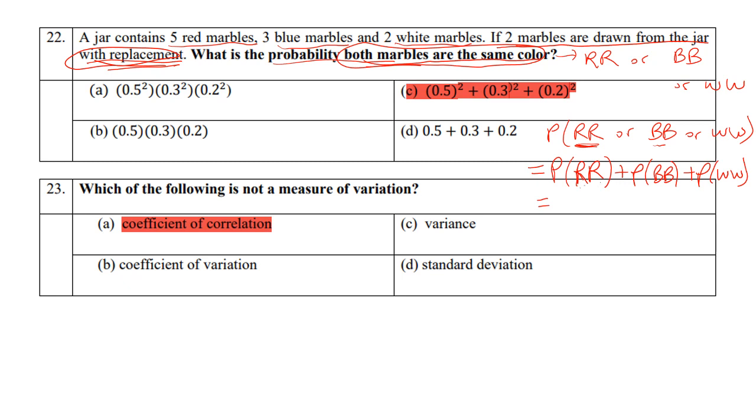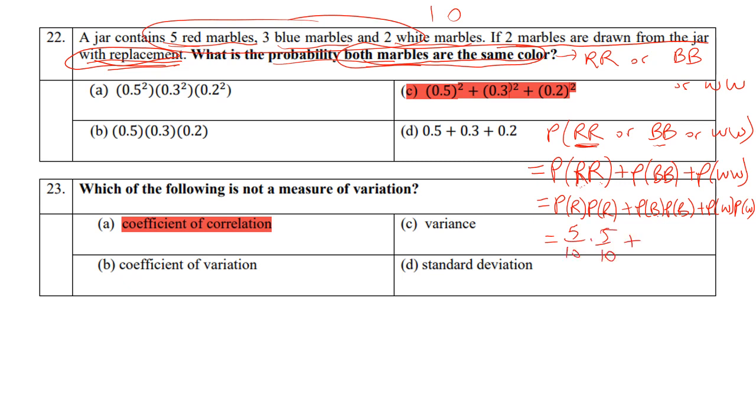Since these are independent, you can write it like the probability of R times the probability of R. Now this is the probability of B times the probability of B, and then the probability of W times the probability of W. So I used the addition rule, then I'm writing the multiplication rule because of the independence. What's the probability of getting a red marble? So red marble is 5 out of, what's the total? It's 10. So it will be 5 out of 10 and 5 out of 10.